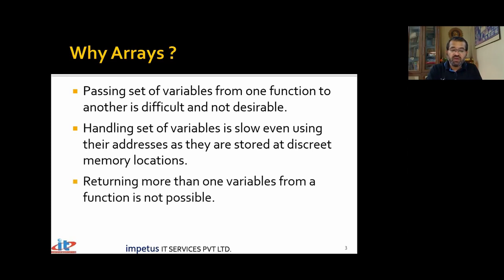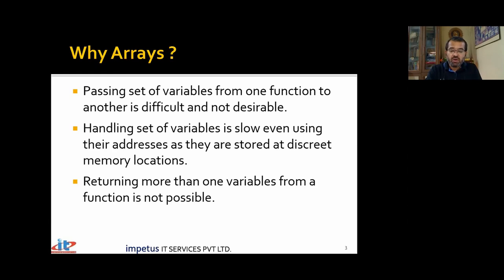Returning more than one variable from a function is not possible. So when we design a function, your function can have a return type and only one return type. So if I say int add int, that means this function can return only one integer. Rather, a function cannot return more than one value. A function can return only a single value. So if I tell you I want a function which returns 5 values, not possible. You cannot design a function which returns 5 values. Even if they are of the same type, that's not possible.